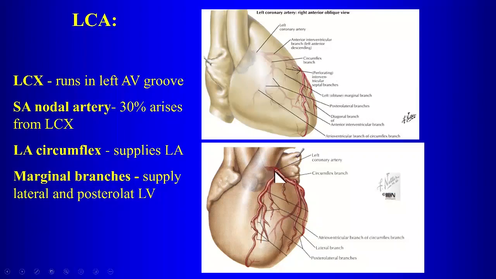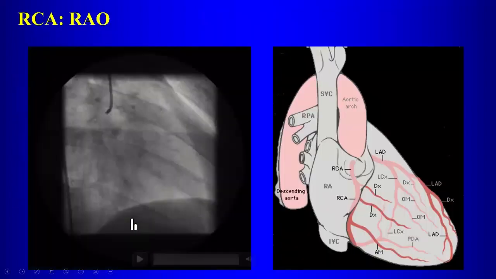The circumflex coronary artery travels in the left atrioventricular groove. In about 30% of cases, you might get the SA nodal artery that comes off of that. And then these branches come off to supply the lateral wall of the left ventricle. Those are called the marginal branches. Obtuse marginals, first one is OM1, the second one is OM2. Obtuse marginal 1, obtuse marginal 2.